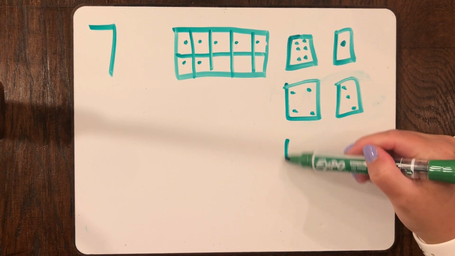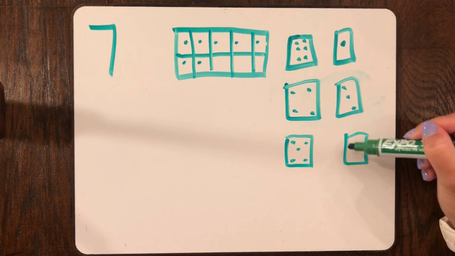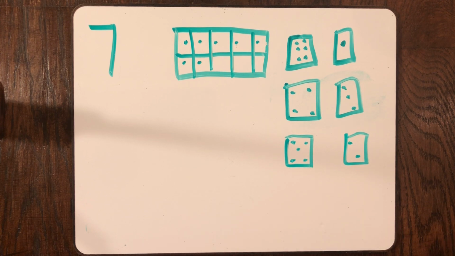Is there any other ways you can think of? Good, 5 and 2. Good, so we could keep going. We could use 3 dice, we could use 2 dice, we could use 4 dice. There's lots of ways we could do it, but right now we have a couple different options.